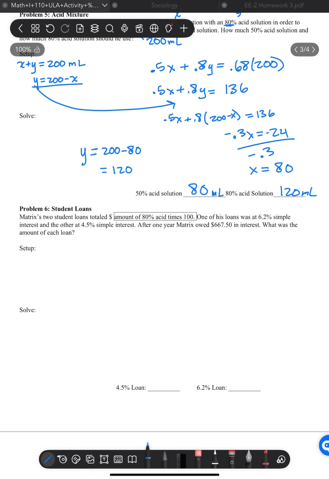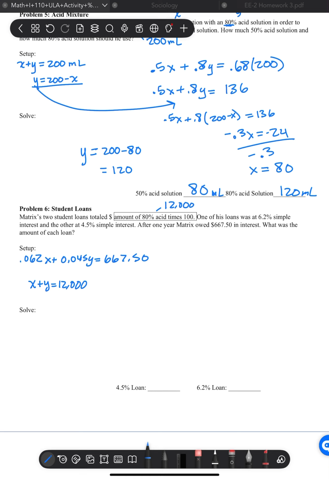Alright, for problem number 6, we have our loans. The total amount is going to be 12,000. After reading this problem, you're going to get a setup of 0.062x plus 0.045y equals 667.50, and our other equation is going to be x plus y equals 12,000.